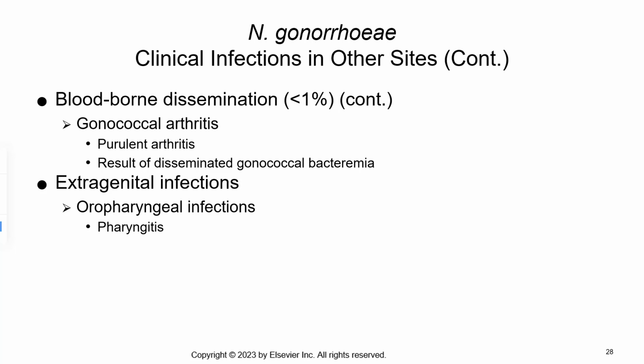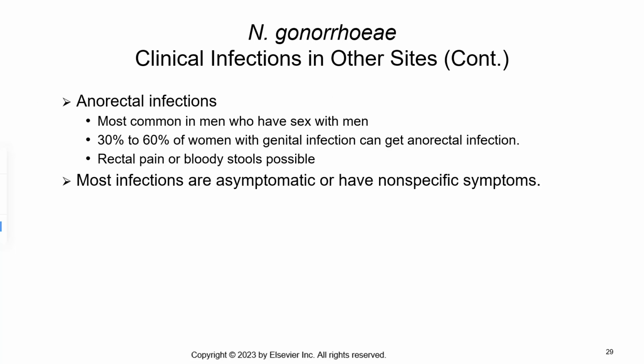Extragenital infections include oropharyngeal infections and pharyngitis. Anorectal infections are most common in men who have sex with men. 30 to 60% of women with genital infection can get anorectal infection. Rectal pain or bloody stools is possible. Many infections are asymptomatic or have nonspecific symptoms.